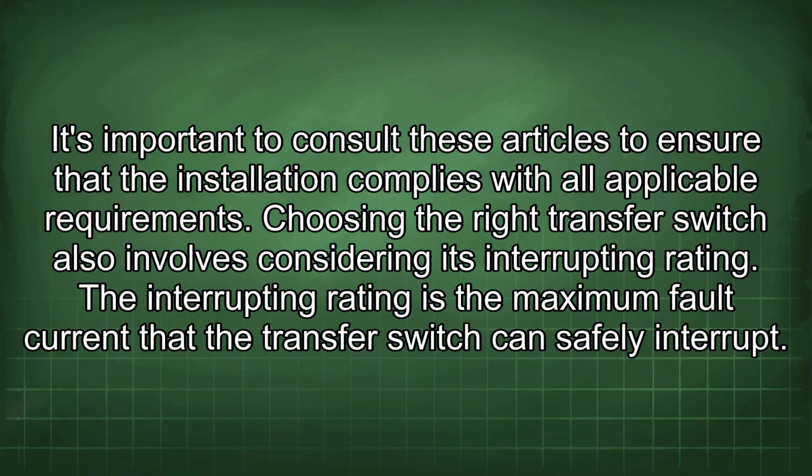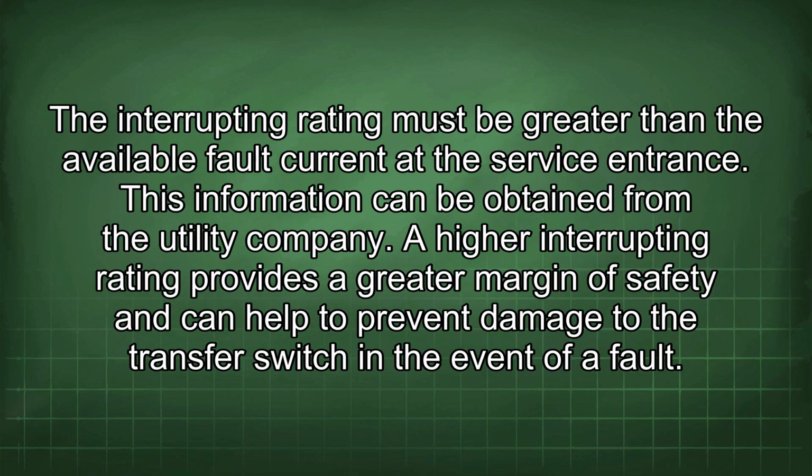Choosing the right transfer switch also involves considering its interrupting rating. The interrupting rating is the maximum fault current that the transfer switch can safely interrupt. The interrupting rating must be greater than the available fault current to the service entrance. This information can be obtained from the utility company. A higher interrupting rating provides a greater margin of safety and can help to prevent damage to the transfer switch in the event of a fault.